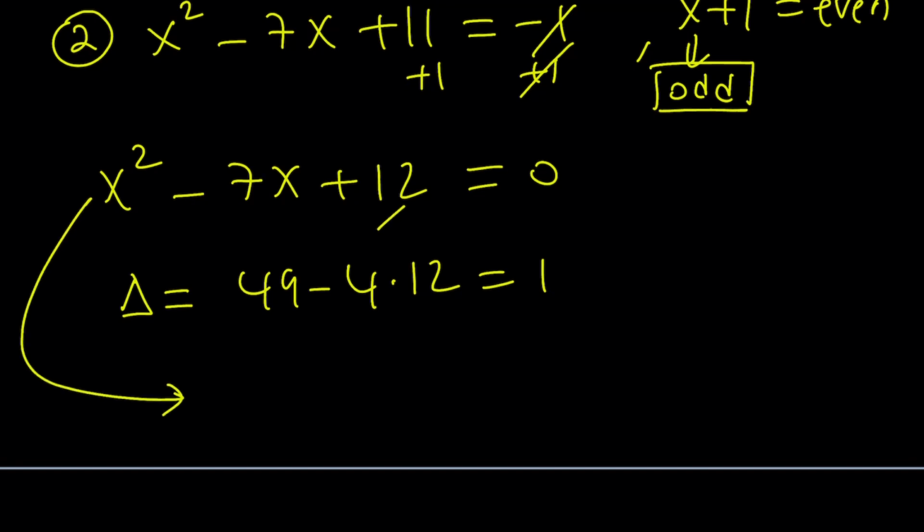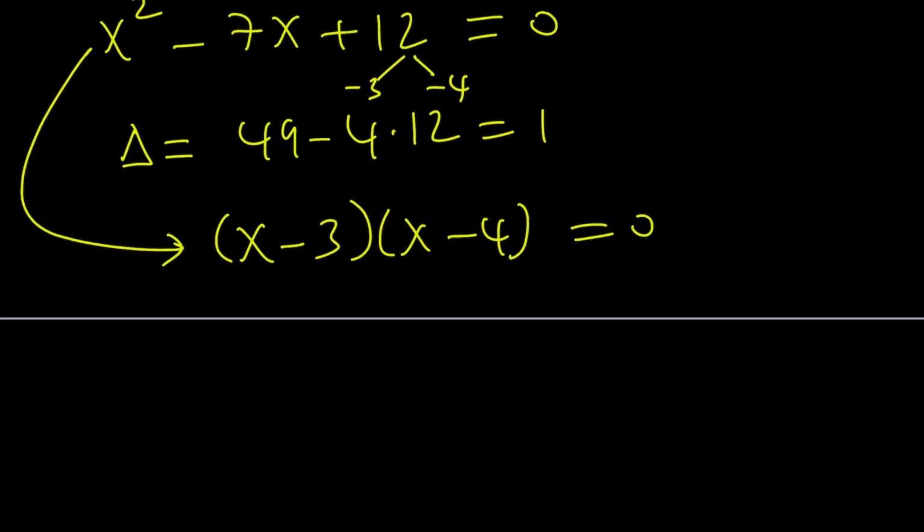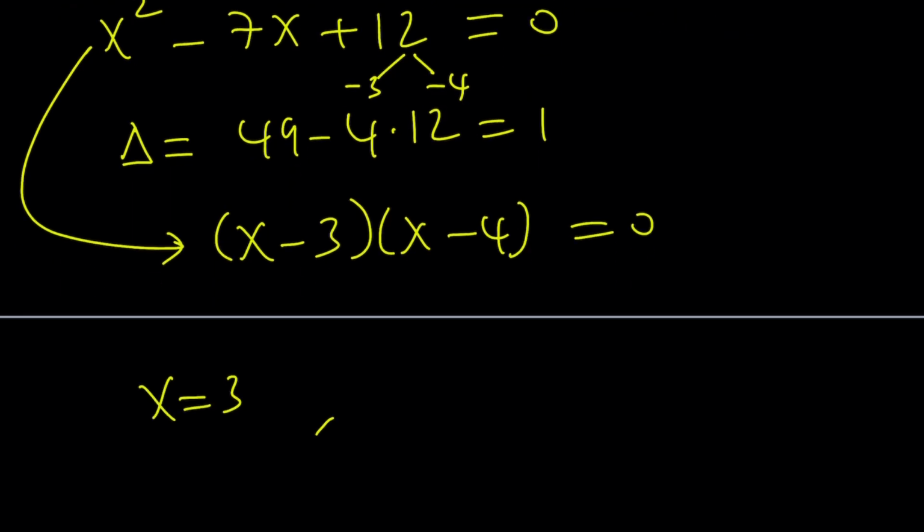Find two numbers whose product is 12 and whose sum is -7. Again, those numbers are negative, and those numbers are going to be -3 and -4. So we can factor it as x minus 3 times x minus 4 equals 0. And from here we get x equals 3 and x equals 4.